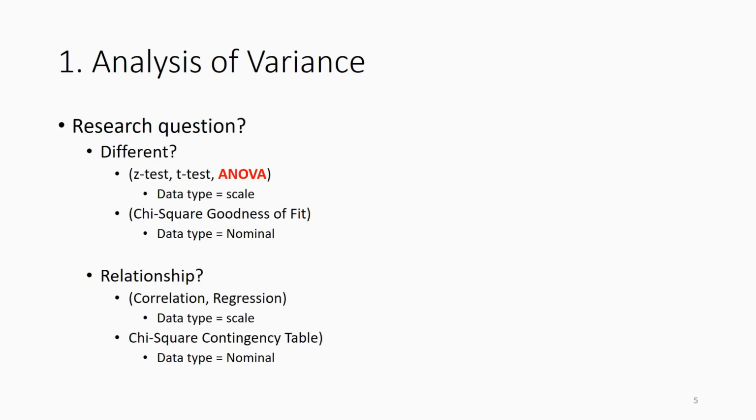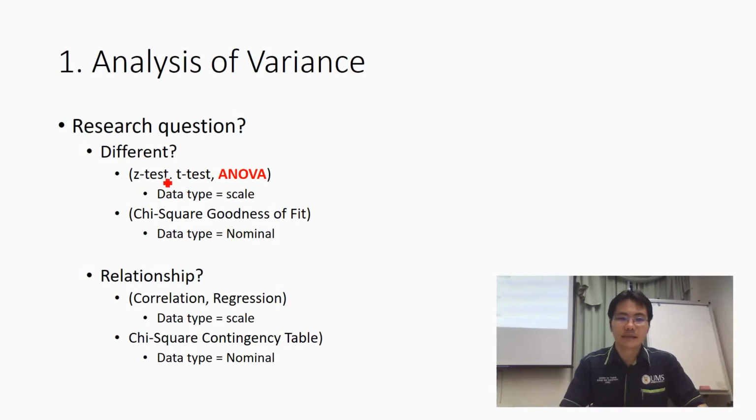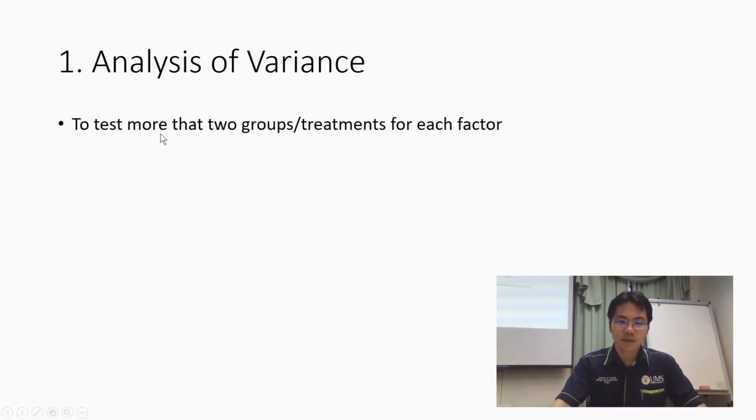Analysis of variance. So far what you have learned, okay, you learned how to use the Z-test and T-test for your research question related to the differences. Okay. So far what you have learned is just the differences between two samples or two groups. So today we're going to learn ANOVA, which allows you to test the differences between more than two groups. So this is the purpose of ANOVA, to test more than two groups or treatments for each factor.